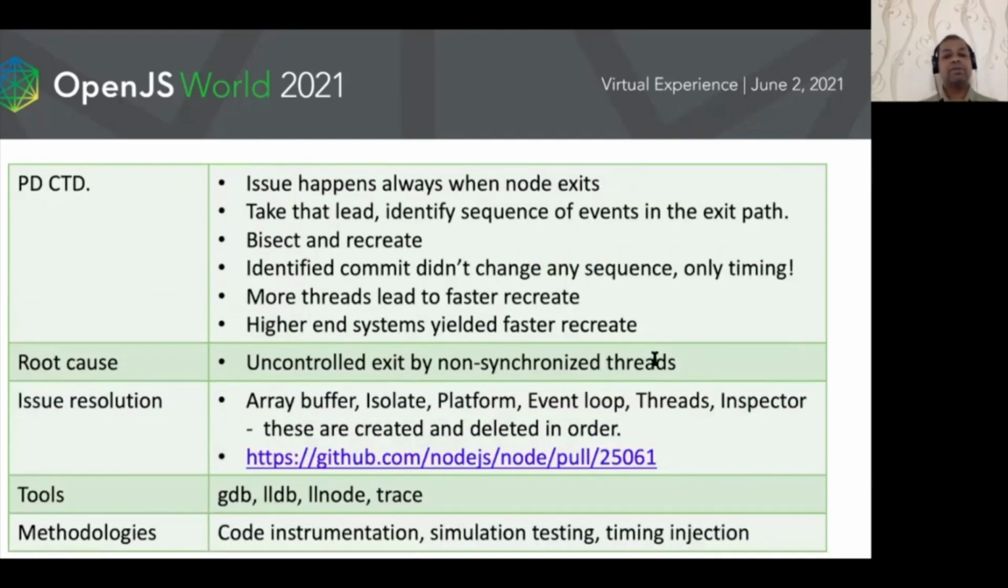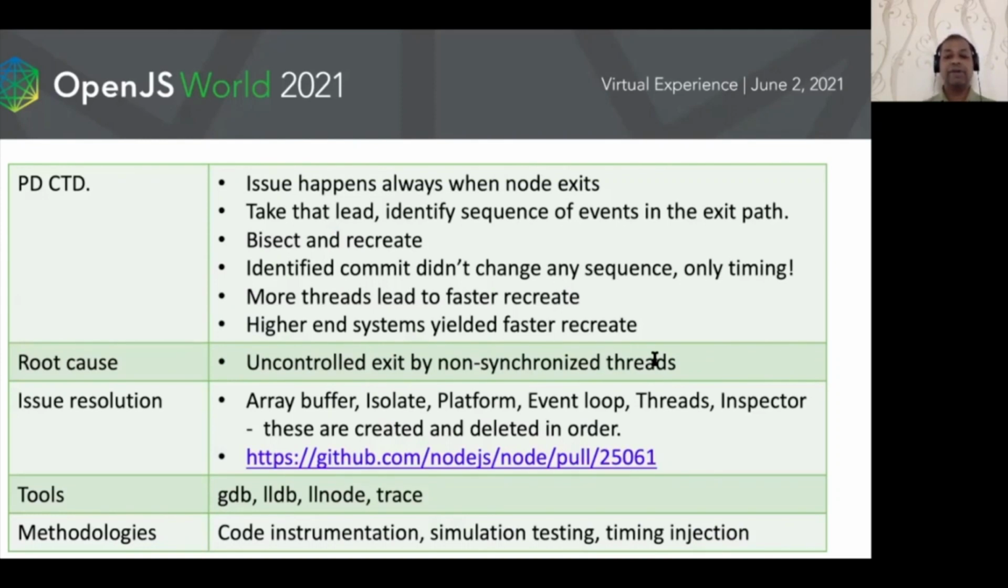So the problem was that there is a set of resources or entities or assets, whatever we want to call it, that Node creates or initializes at the time of the bootstrap. And those assets or entities or resources are destroyed or cleaned up in the reverse order at the time of the node exit. So the order is absolutely important, because there are interdependencies that could be defined between the resources and the core part that access these resources.